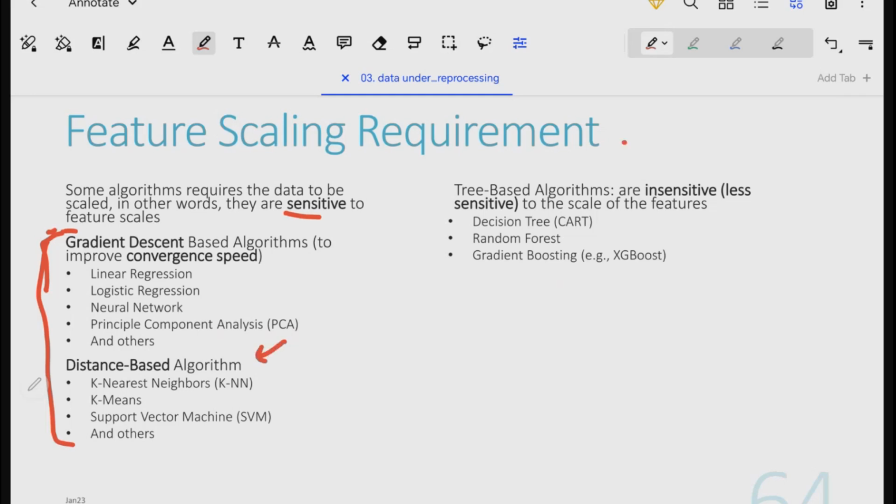While tree-based algorithms are usually insensitive. Any algorithm that depends on the data structure of a tree is usually not sensitive, like decision tree, random forest, gradient boosting. Those algorithms are not sensitive or less sensitive toward the scales of the features. Maybe someone will ask, what would happen if I apply feature scaling for a tree-based algorithm? Maybe nothing. If you apply it or not, the results may still be the same, or slightly different. While for the sensitive ones, you may have a big impact whether the scales are similar or not. So you still can try.